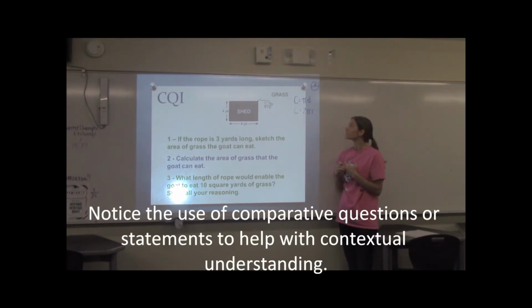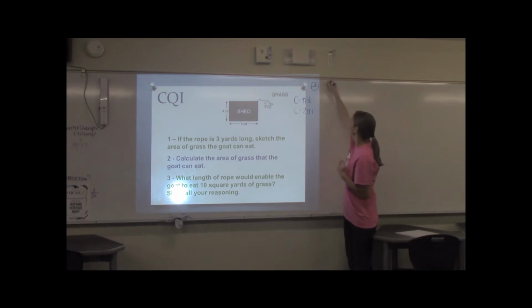Radius times 2 is diameter. Good, so the diameter goes all the way across the circle. The radius just goes from the center to one outside point. So it's half of the diameter. So 2 times radius is the same thing as diameter, okay?